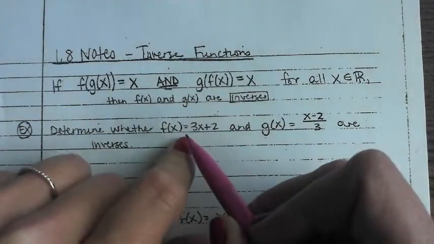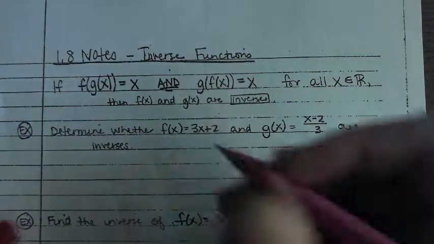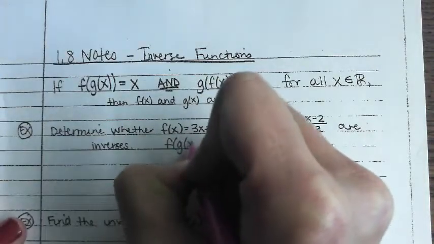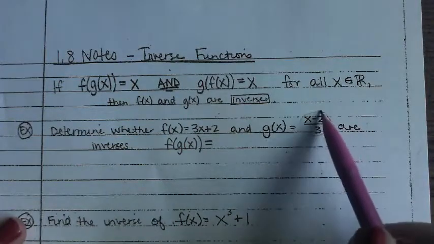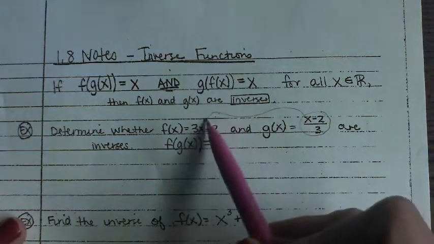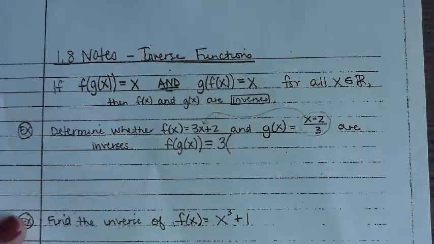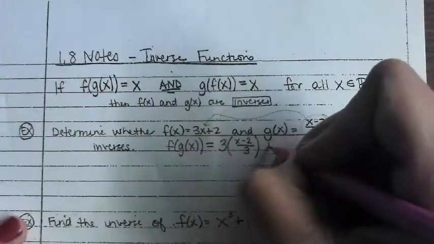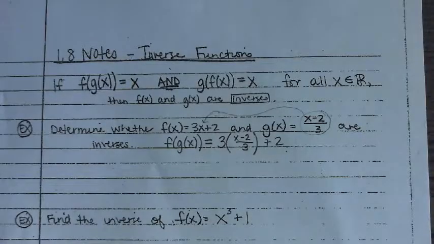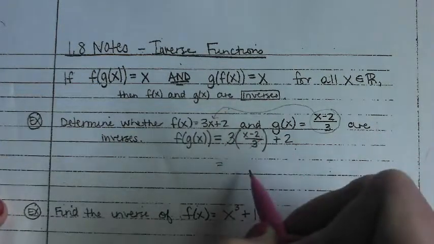So if I were to try to determine whether or not these two were inverses, I would check f of g of x. That means I'm taking my g of x function and plugging it into my f function. So that would be 3 times the quotient, plus 2. I'm taking out the x and replacing it with this quotient. When you distribute your 3, it cancels, and you're just left with x minus 2 plus 2, which is just x.